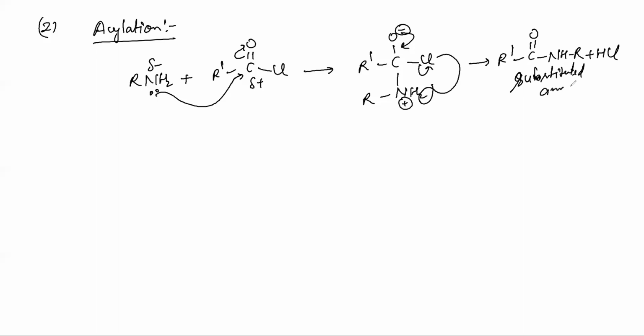Now in this reaction, we use some amount of pyridine. Why do we use pyridine? Pyridine decomposes the HCl. The HCl which is formed can further react with the amide. In order to stop HCl or decompose HCl, we use pyridine here.